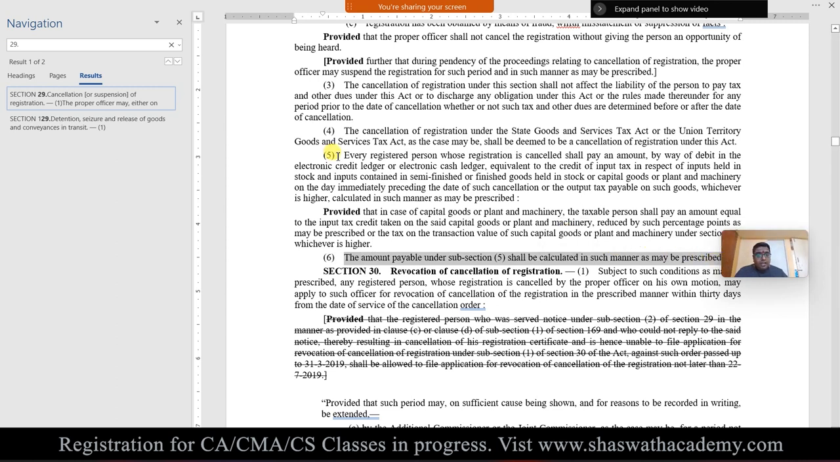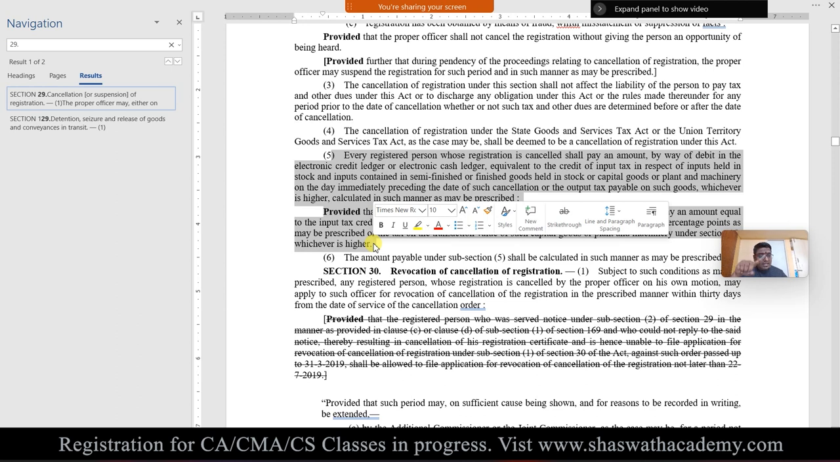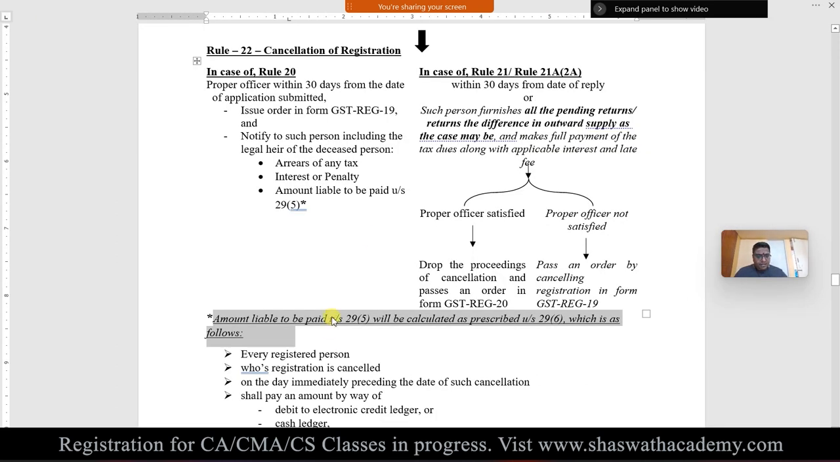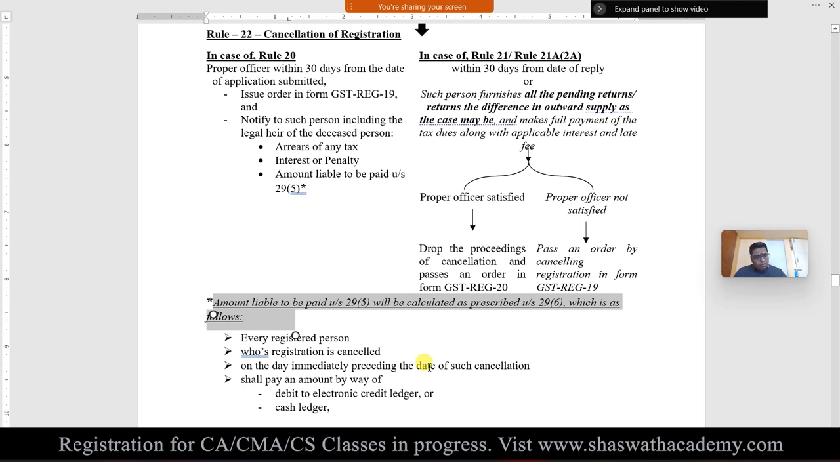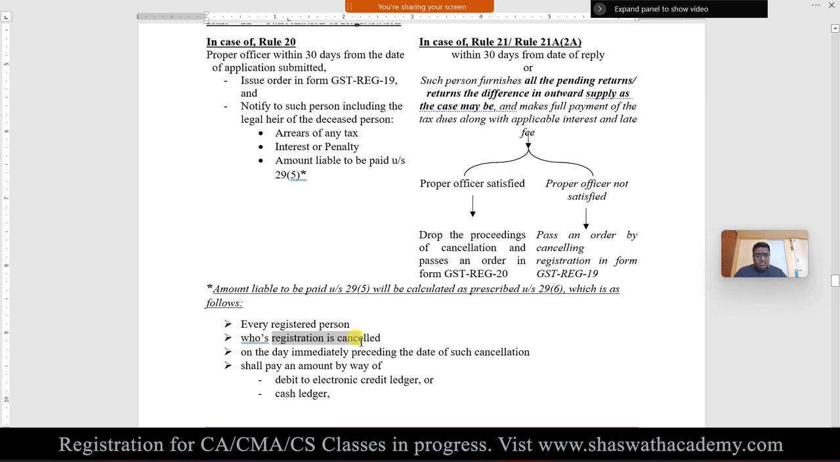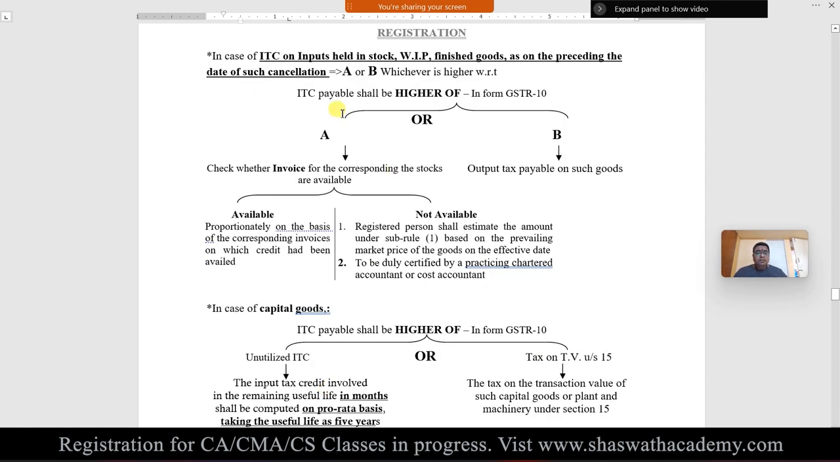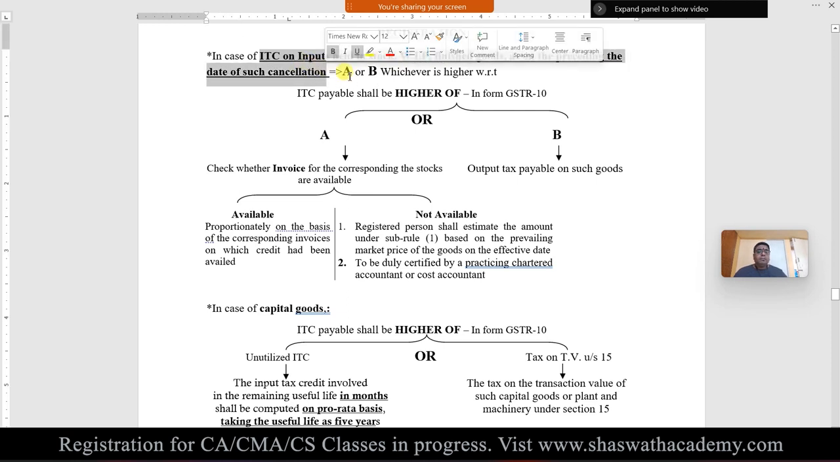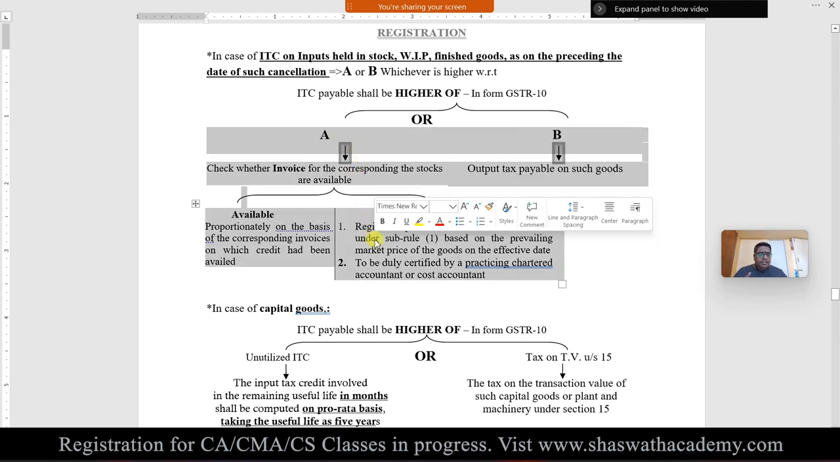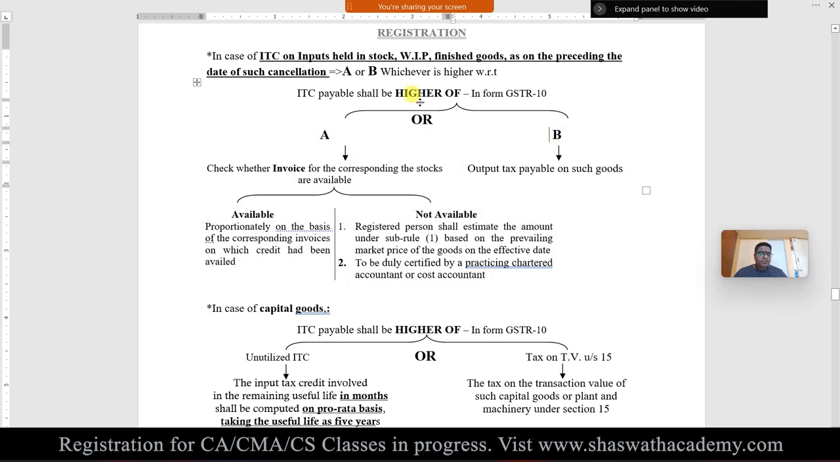So how to calculate the amount to be paid or output tax liability is in the manner as may be prescribed. So we are going for the manner as may be prescribed, which is nothing but rule 44 or rule 40 accordingly. So every registered person whose registration is cancelled, on the day immediately preceding the cancellation, shall pay an amount by way of electronic debit to the electronic credit ledger or electronic cash ledger with respect to the ITC on the inputs held in stock, WIP, finished goods on the preceding date of cancellation, by way of ITC being A or B, whichever is higher. What is A? Proportionate ITC if you are able to calculate the amount, or output tax payable, whichever is higher.